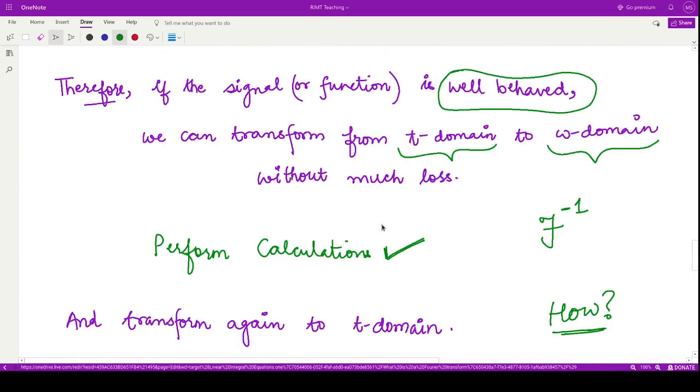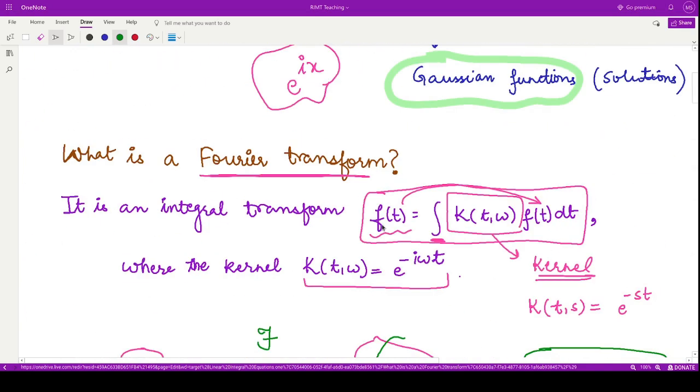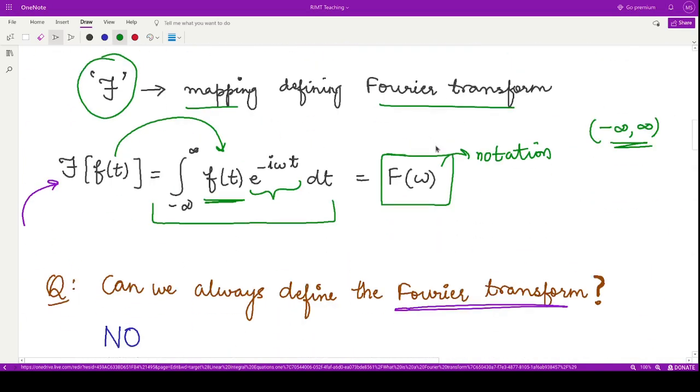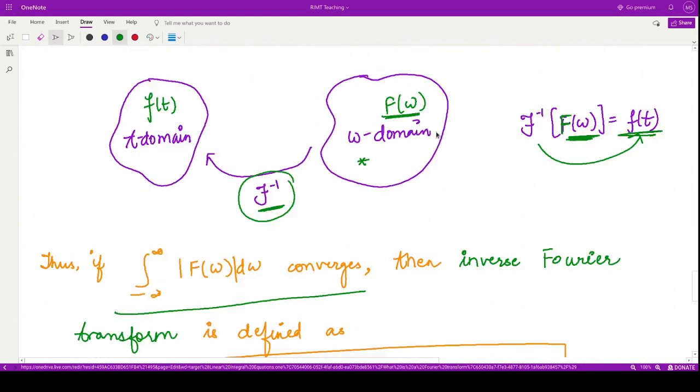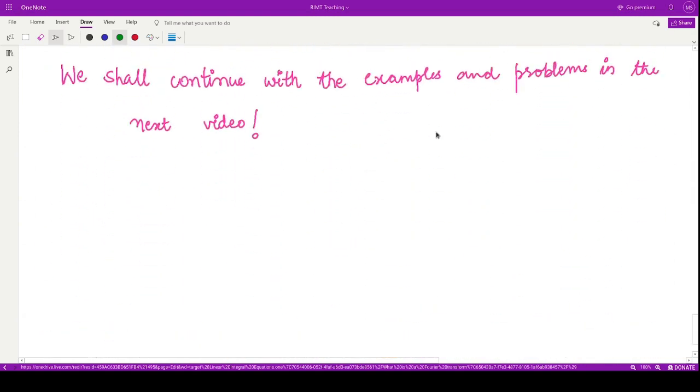So this is all about the Fourier transformation. In the next video we'll see some problems relating to that, and we'll also look at an interesting example where we can apply this Fourier transform. I hope you understood this concept well.